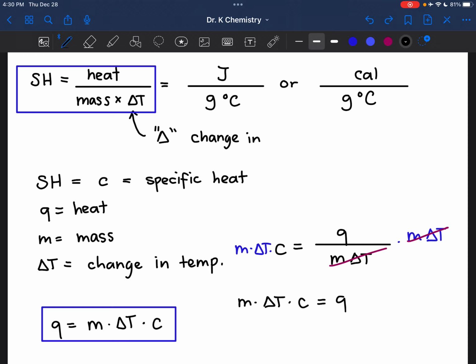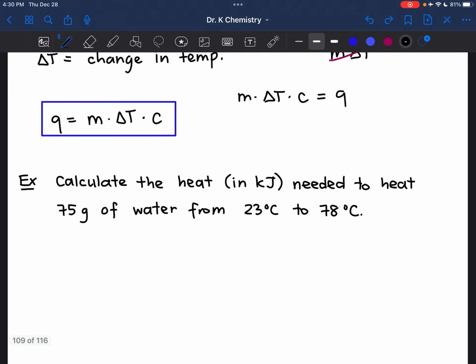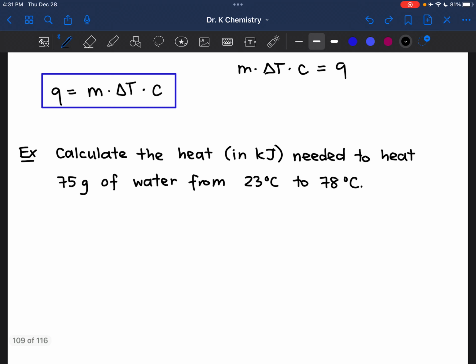Okay, let's try a practice problem using this information. So this is asking us to calculate the heat in kilojoules needed to heat 75 grams of water from 23 degrees Celsius to 78 degrees Celsius. Now it's asking us to calculate heat, and the variable for heat is Q, which means this is the form of the equation that we want because we're trying to solve for Q.